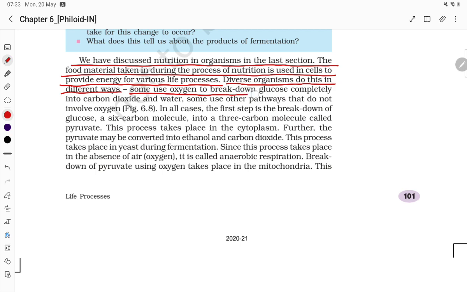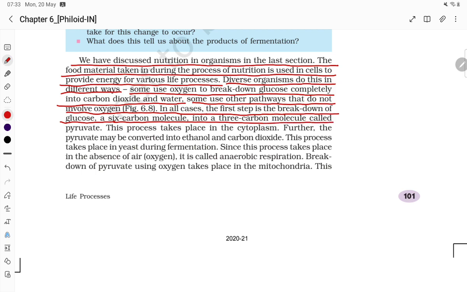Some use oxygen to break down glucose completely into carbon dioxide and water. Some use other pathways that do not involve oxygen. In all cases, the first step is to break down glucose, a 6 carbon molecule, into a 3 carbon molecule called pyruvate. This process takes place in the cytoplasm.